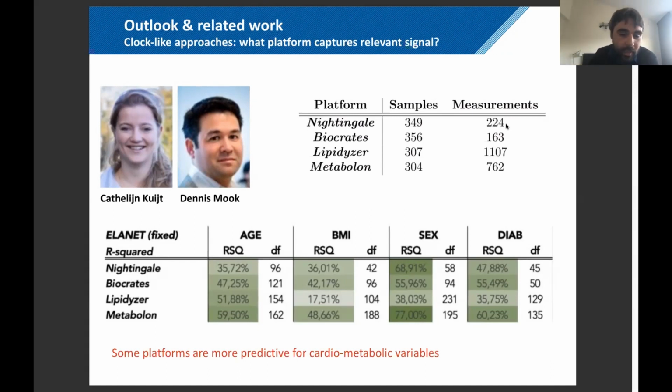But apparently what you can see is that for your particular outcomes of interest, different platforms are more suitable. And what I found quite striking is, for instance, that we were not able to predict the BMI status very well with the Lipidizer platform. Whereas it is on lipids, we think it is related to BMI, and it's a lot of measurements. So apparently it captures something else.